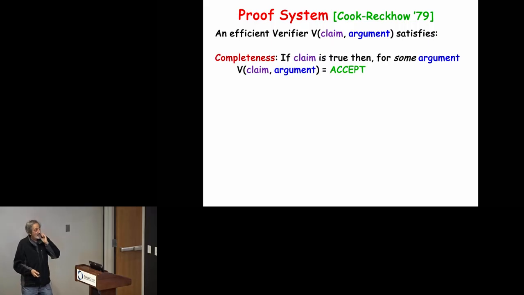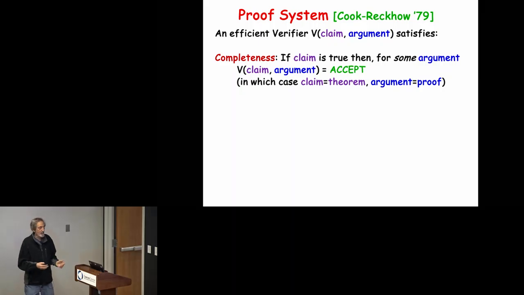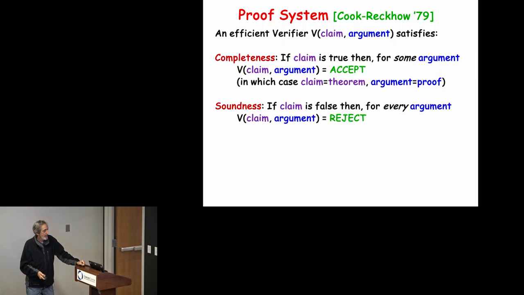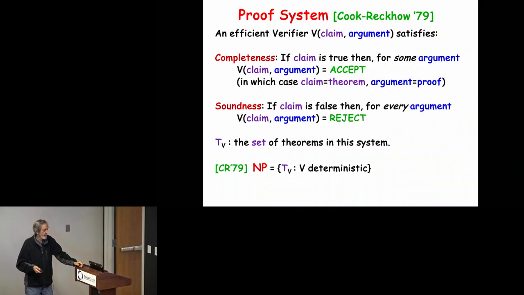So if the claim is true, namely x is in S, then some argument convinces the verifier to accept. This is the happy case, where we call the claim a theorem, and the argument is called the proof. On the other hand, if the claim is false, then no matter what argument is supplied as input, the verifier will reject. So for every such verifier, such algorithm, there's a set of theorems that this proof system proves, like in all the examples we saw.